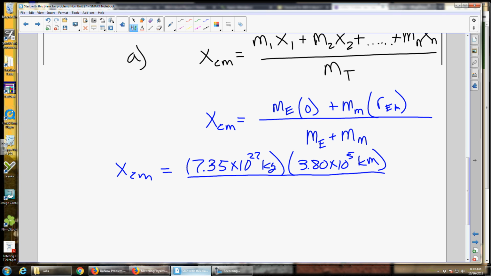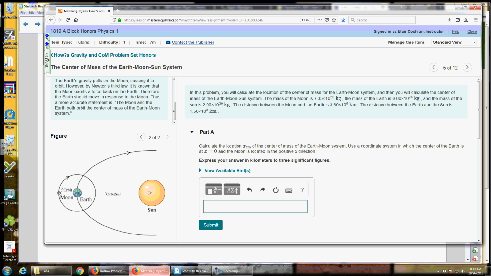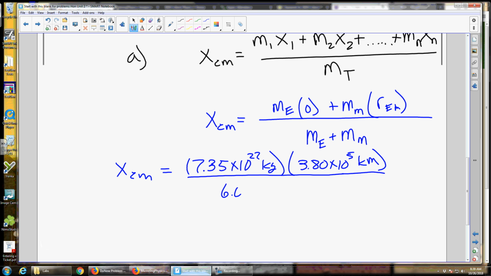All over mass of the Earth, 6.00 times 10 to the 24th kilograms, plus 7.35 times 10 to the 22nd. And then I just use my calculator for what it's made for, right? Is that good? Let's do part B then.